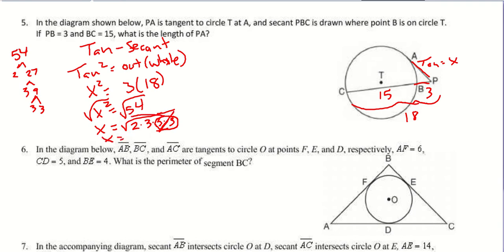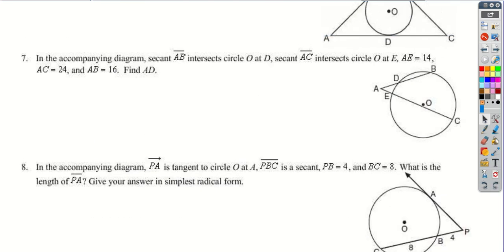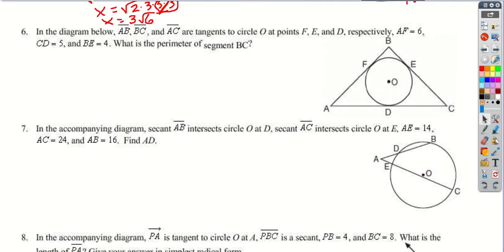So this is equal to 3 radical, and the 2 times 3 inside becomes 6. All right, that's it. There's the length of PA. So PA is equal to 3 square root of 6. Now, technically, in a question like this, it doesn't say simplest radical form, so the square root of 54 would be okay, but if it were an exam question, I would expect to see either round to the nearest whatever or simplest radical form.